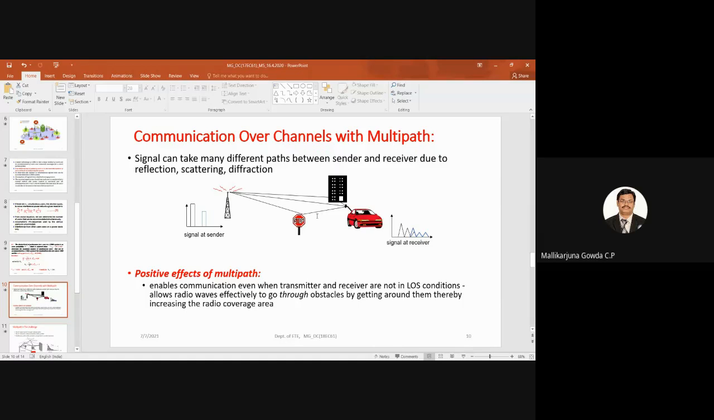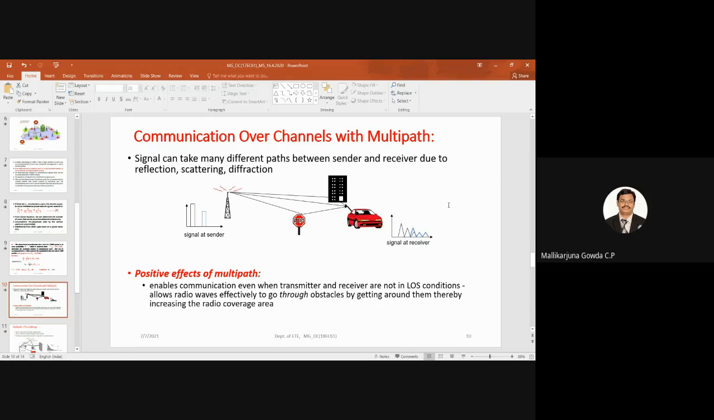It enables communication even when the transmitter and receiver are not in line of sight conditions. So that is one positive thing. It allows the radio waves to effectively go through obstacles by getting around them, thereby increasing the radio coverage area. Due to this reflection, scattering, and so on, it is possible to extend the range of communication. That is a positive effect of multipath.